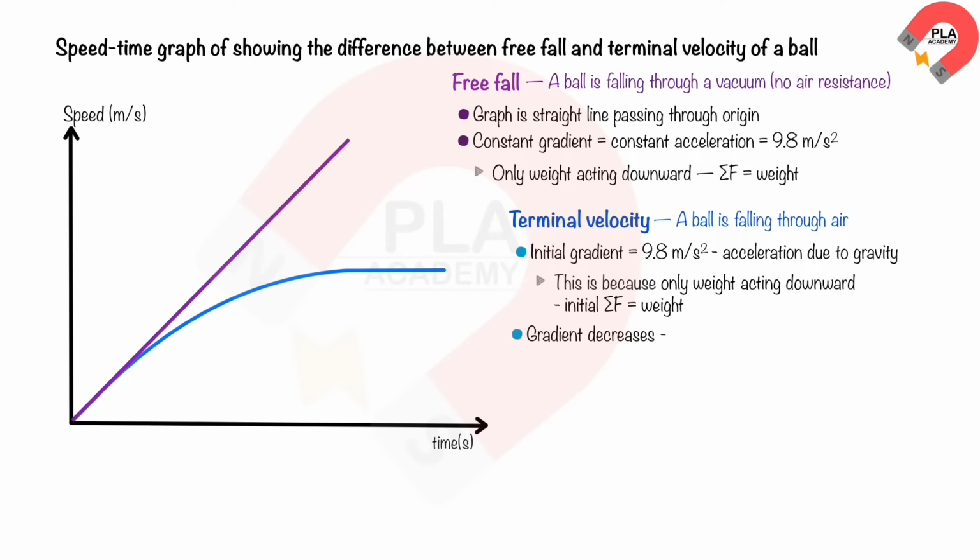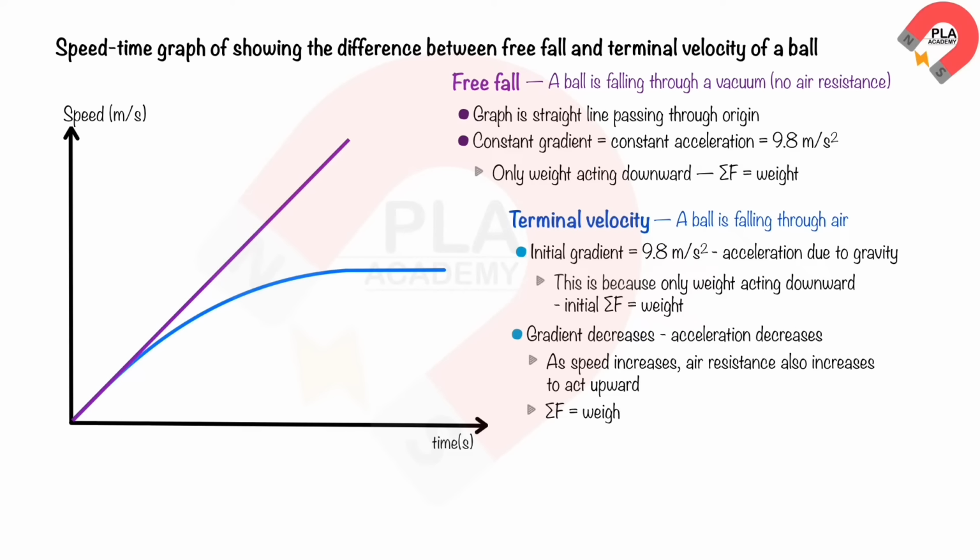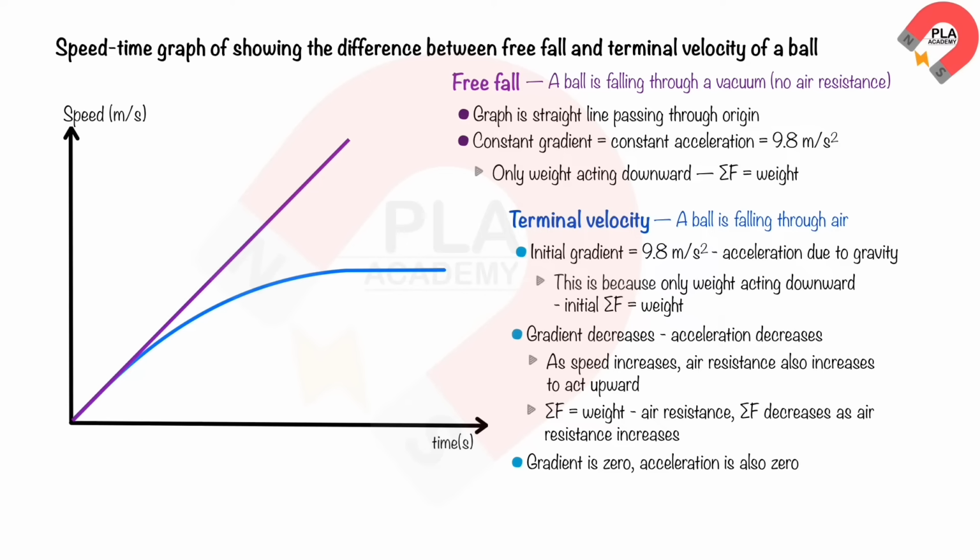Over time, the decreasing gradient of the graph shows that the acceleration of the ball decreases. This is because as the ball falls faster, air resistance also increases. This air resistance acts in the upward direction, opposing the weight. So, the resultant force, the weight minus the air resistance, becomes smaller as air resistance increases. When the gradient reaches zero, it indicates that the acceleration is also zero. This causes the speed of the ball to be constant, and it reaches its terminal velocity.